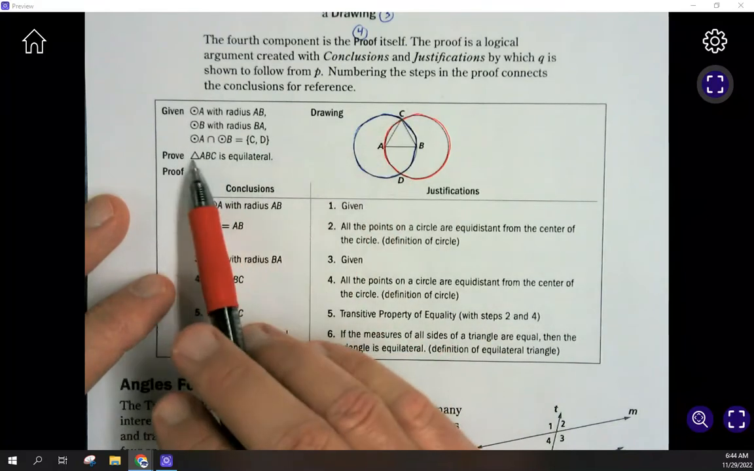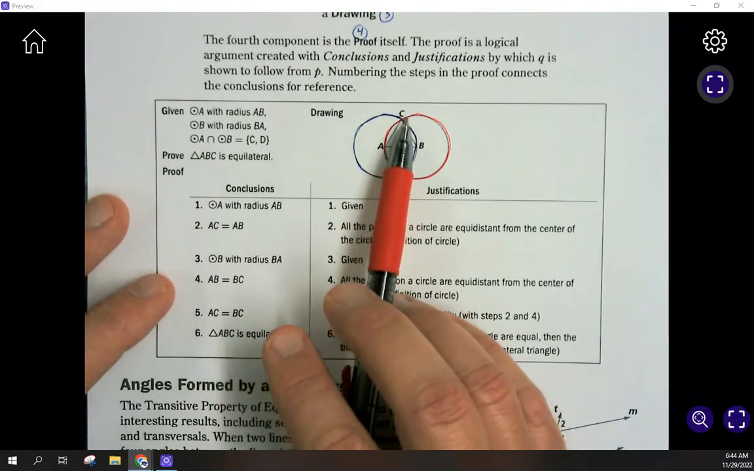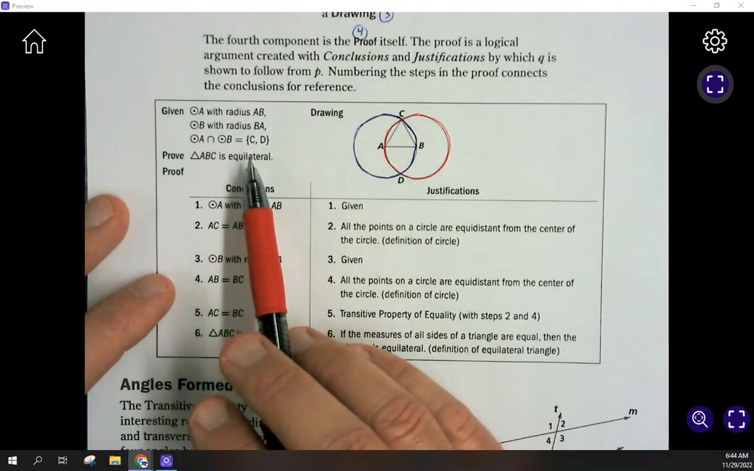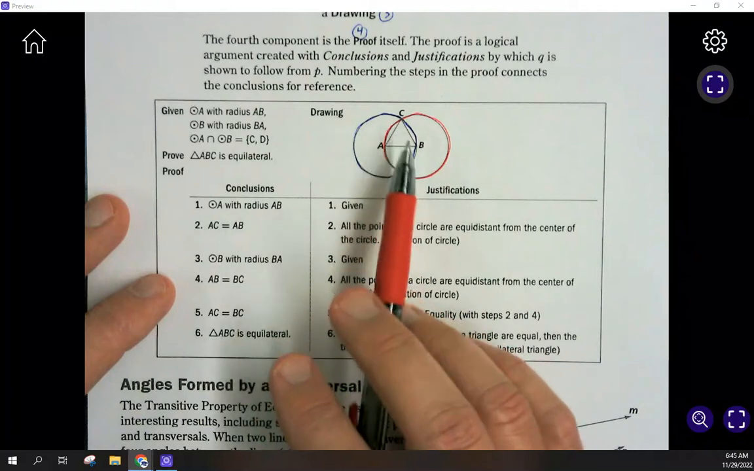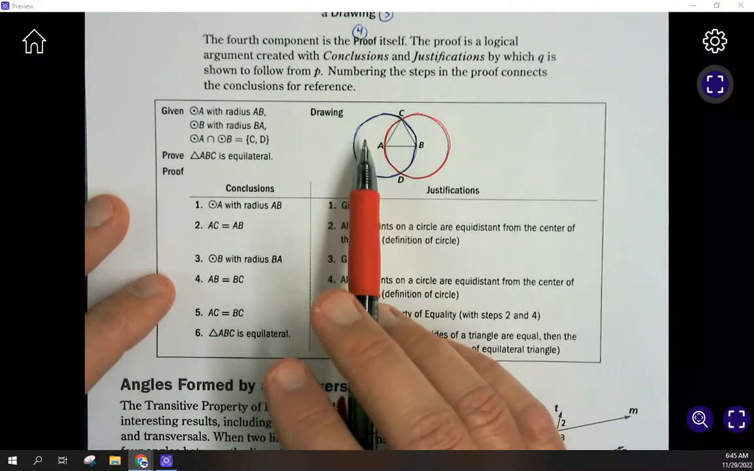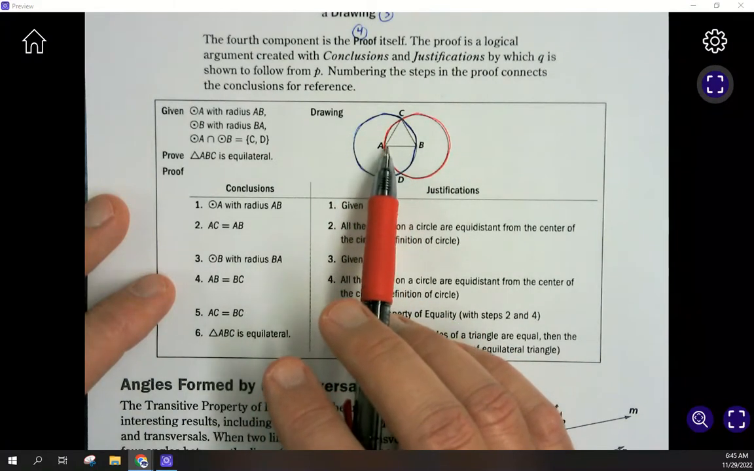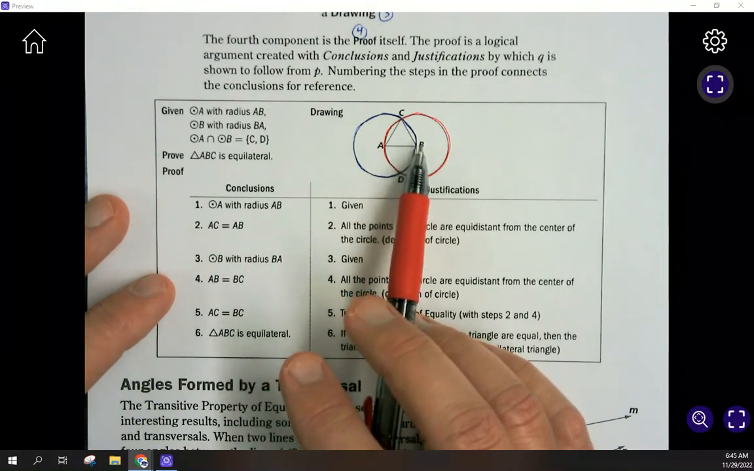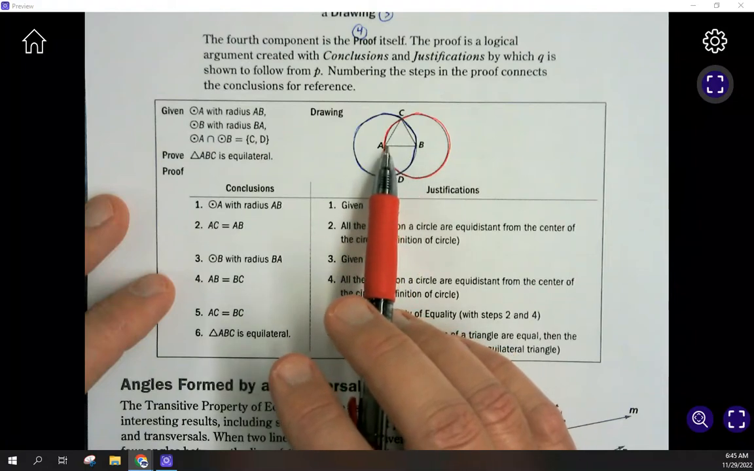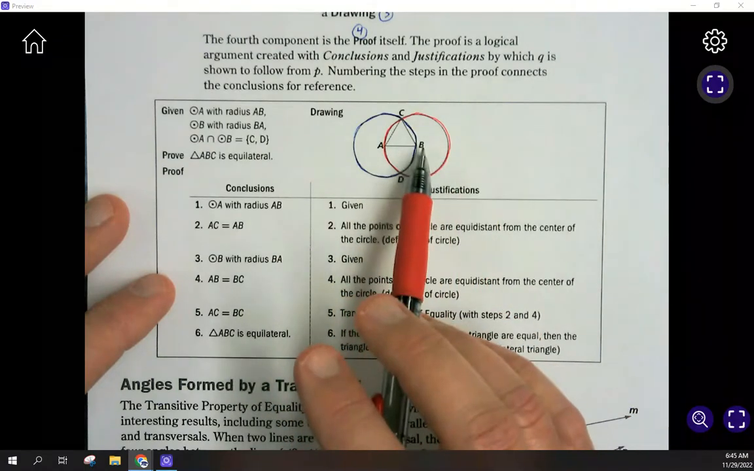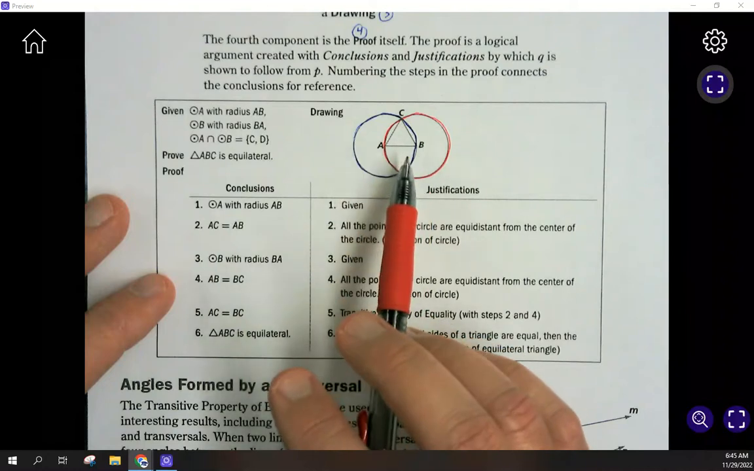So given all of this, we're going to prove that this triangle we see here in the middle is an equilateral triangle. Before we go through the proof, let's talk about why that's true, because you've got to know where you're going if you're going to make a proof here. So we just talked about how circle A, the radius is AB, and then circle B has the same radius. So each one of those circles is the same size. We know that because the radius is the same in both circles.